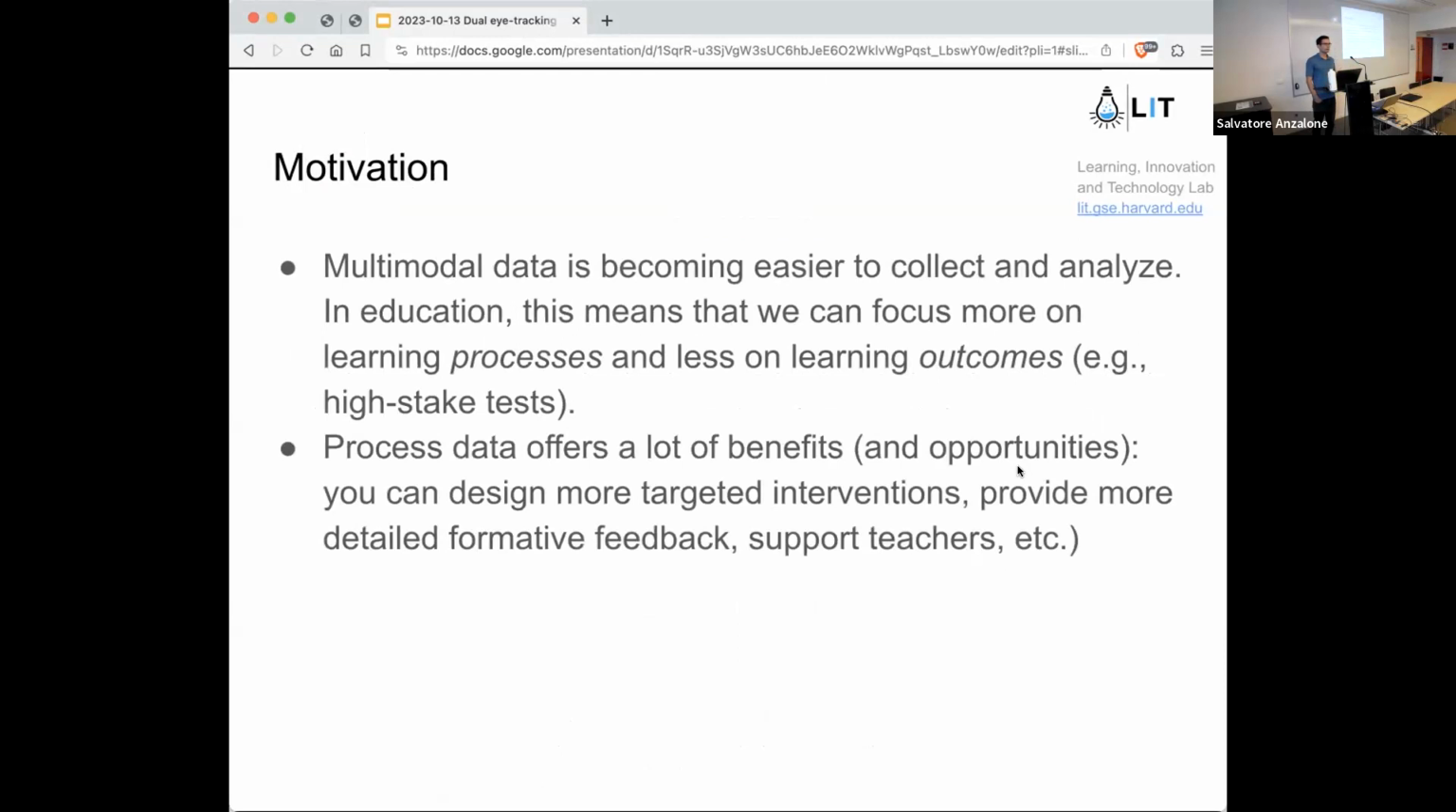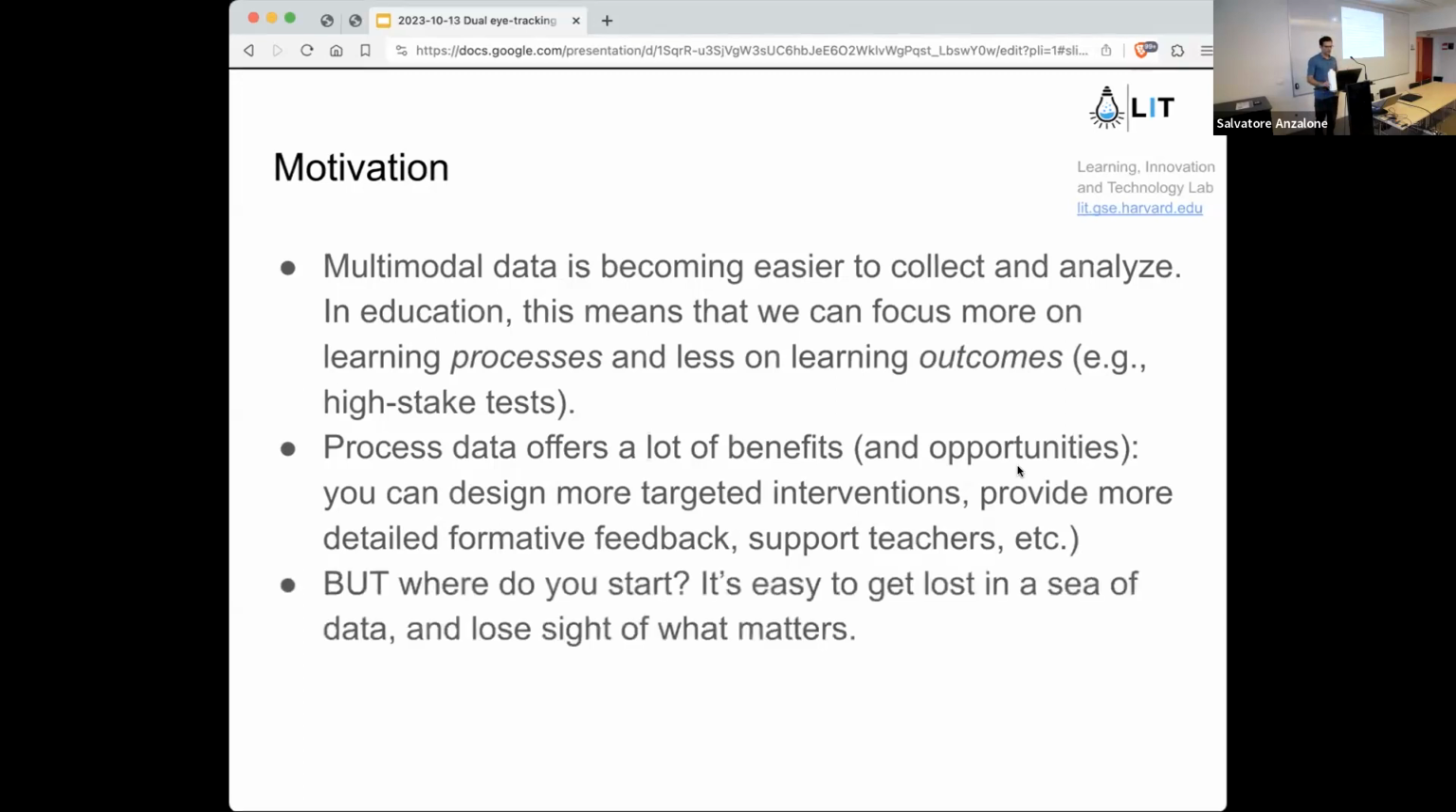If you can figure out what students are struggling with, when they're struggling, if you can see what kind of strategies they're using, that gives you a lot more information to figure out interventions to help them. It also helps you provide more detailed formative feedback. It helps you help teachers manage classrooms and figure out what is going on among their students.